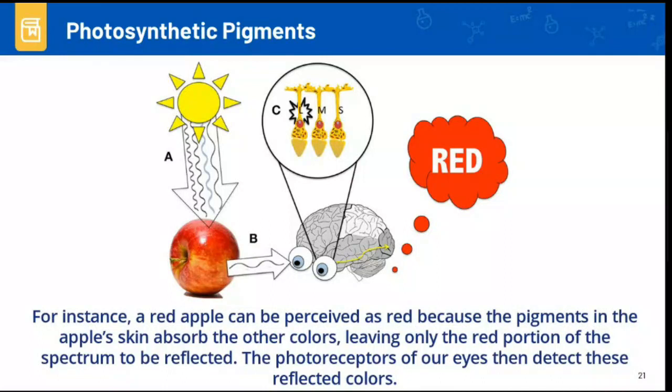Now, another example, a blue dress or blue clothes. Okay? It can be perceived as blue because the pigments in that fabric absorb the other colors, leaving only the blue portion of the spectrum reflected. So the photoreceptors of our eyes then detect these reflected colors.